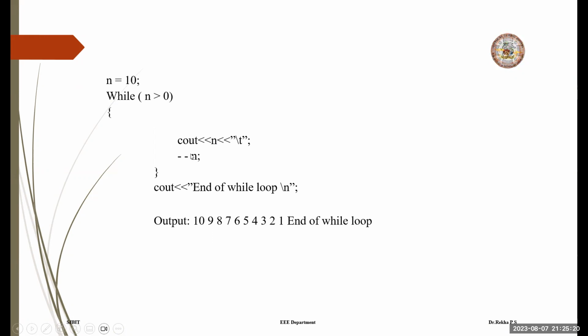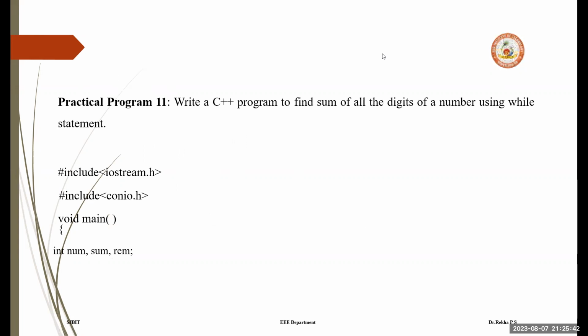n will be printed and it will be decremented by 1. Minus minus n means the value will be decremented by 1. So it becomes 9. Next, 9 is greater than 0. So it keeps on printing until 1. So it prints from 10 to 1 in reverse. This is how you can see the while loop.